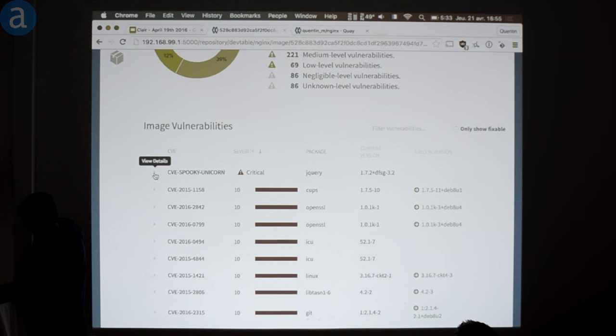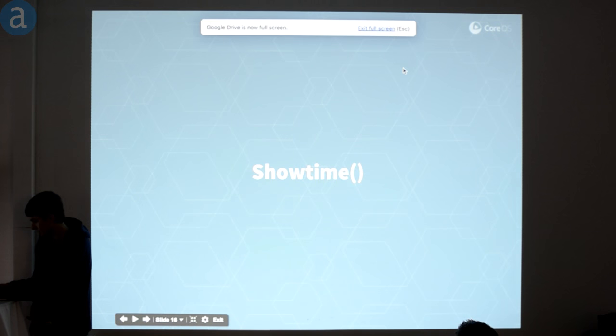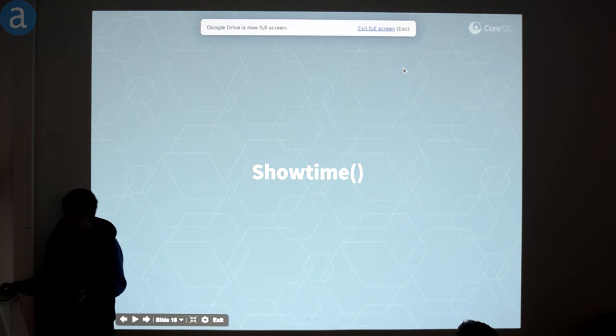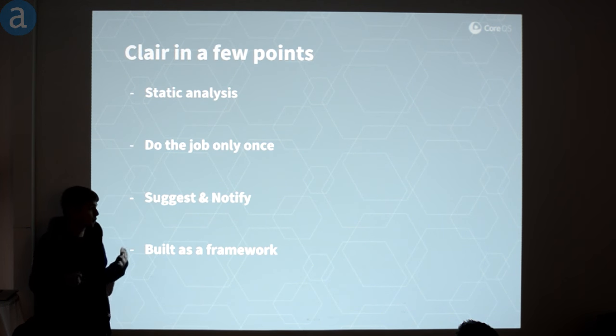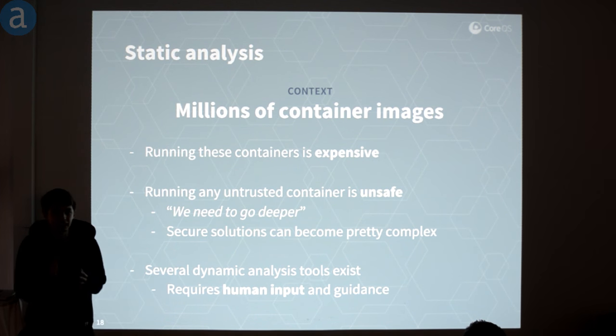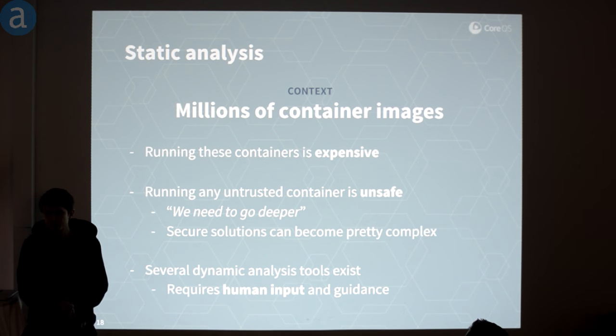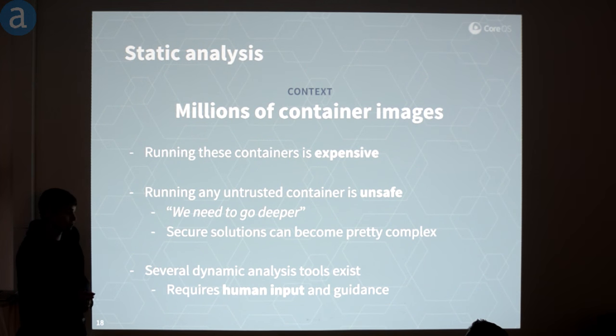Right. Cool. So that was for the demo. I will try to explain Clair in 4 main points. So Clair does static analysis. Clair has been built in the context of analyzing millions of containers, and running these containers can be quite expensive. Also, running any of these containers can be unsafe, right? Because we don't trust these containers, and it may be anything, and container escape exists.